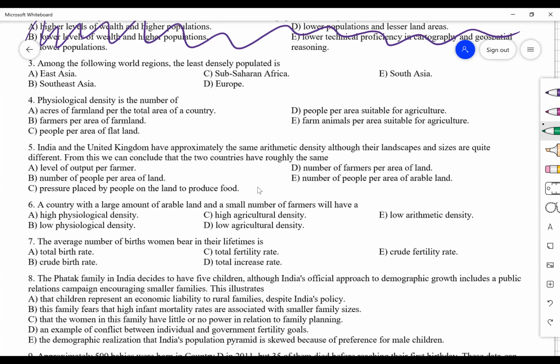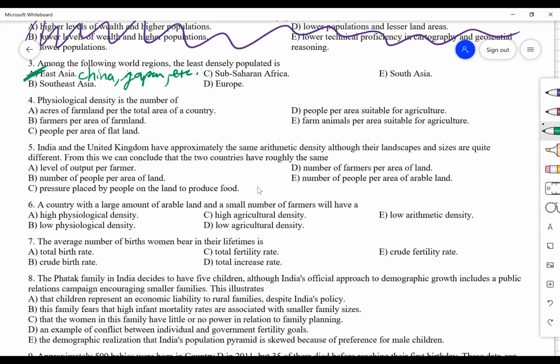East Asia. What's in East Asia? This is going to be one of the really big geography parts of human geography. East Asia: China, Japan, etc. That's kind of a lot of people. China is the biggest country in the world. So I'm just going to eliminate that one.